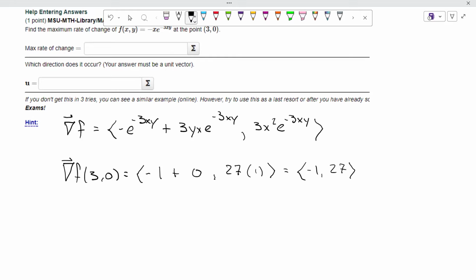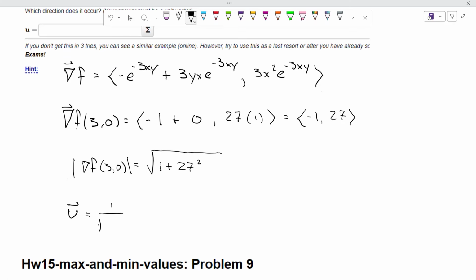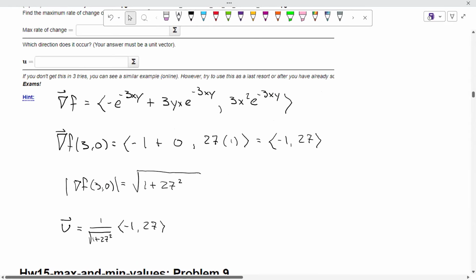The actual maximum rate of change is just the magnitude of that gradient vector, which is the square root of 1 plus 27 squared. I would just leave it right there. And then u wants the unit vector in that direction, so that is going to be 1 over the square root of 1 plus 27 squared times (-1, 27). All right, so I'm in the direction of the gradient. I just want it to be the unit vector.